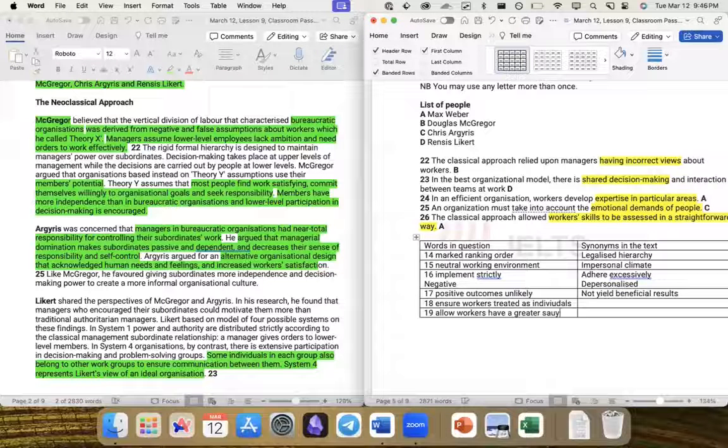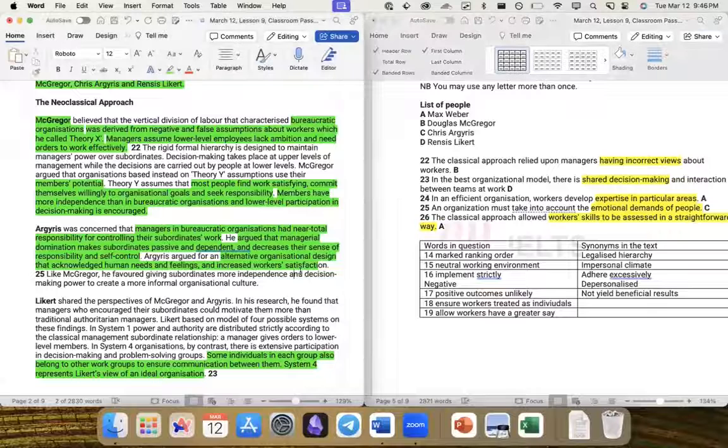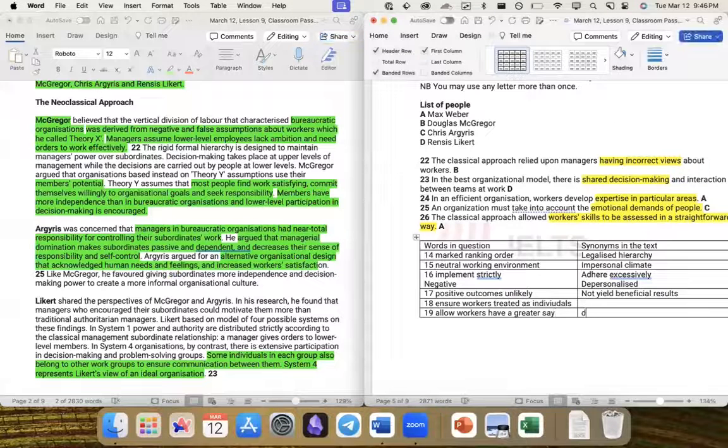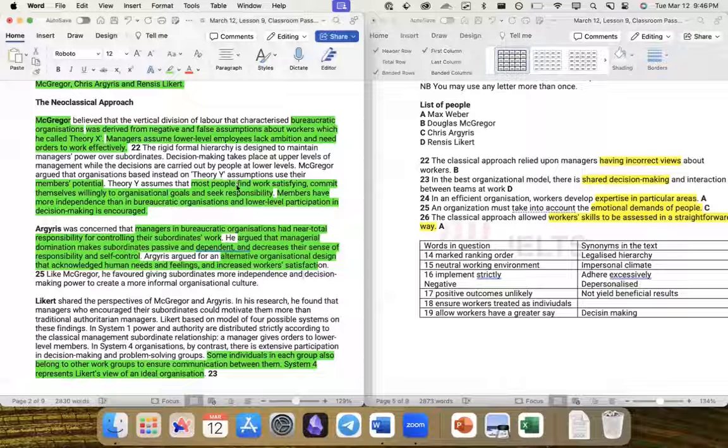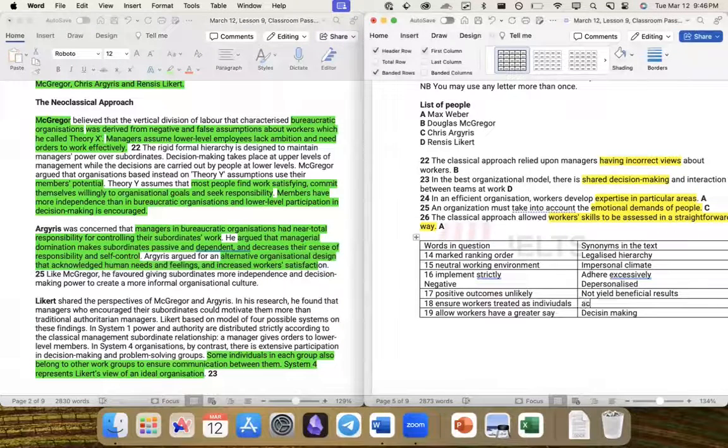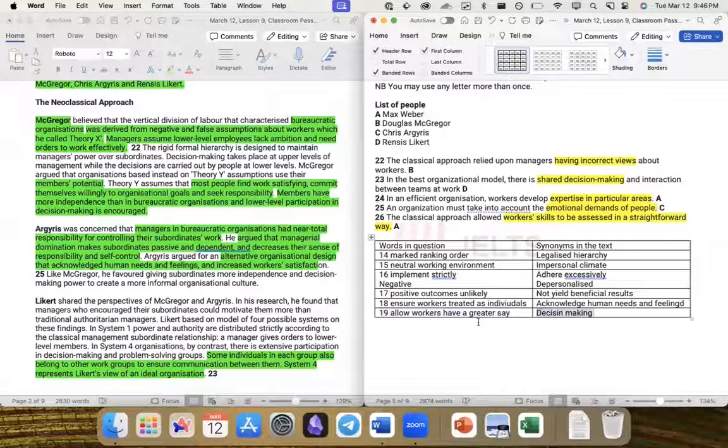Decision making, right? Participate in decision making. Acknowledge human feelings. Oh, I like it. Acknowledge human needs and feelings. Okay, that was the one for emotions, but I think it could be the answer for this one too.